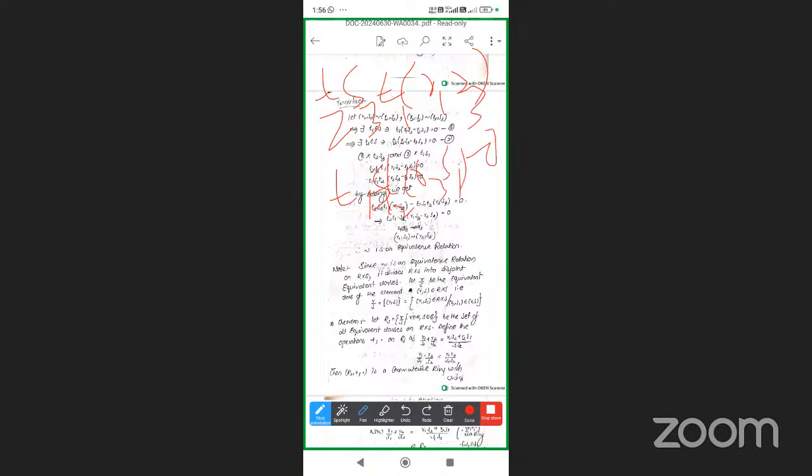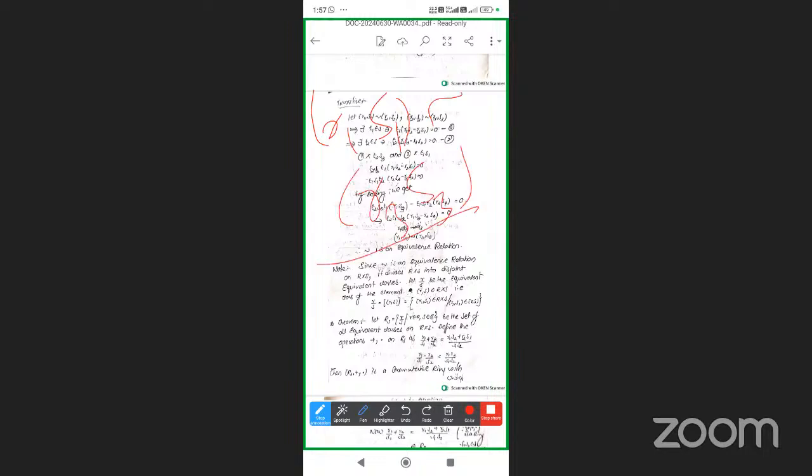So we have to show that R1 S2 minus R2 S1 is equal to 0, that is R1 S3 minus R3 S1 is equal to 0. That is a relation: R1 comma S1 is equivalent to R3 comma S3. So this is an equivalence relation.